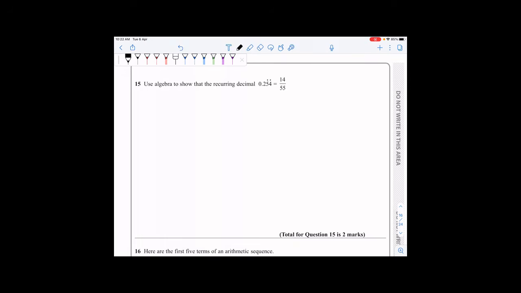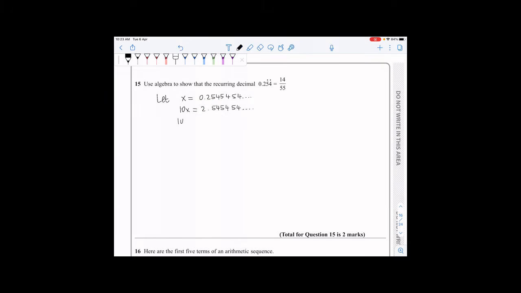15, we need to use algebra to show that the recurring decimal 0.254 recurring is 14 out of 55. Remember that the dots above 5 and 4 indicate the beginning and end of the repeating pattern. I will start off by saying let x be 0.2545454, and this goes on forever. Now I will multiply by 10 to get the 2 out of the decimal part. The 2 does not form part of the repeating pattern. And then I want to get one full pattern on the left hand side of the decimal part.